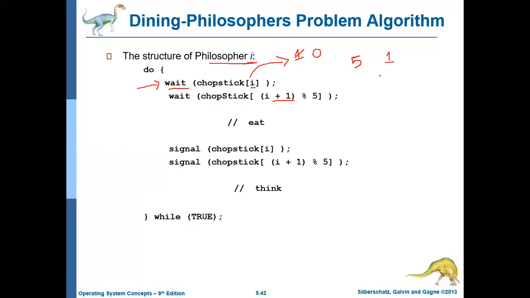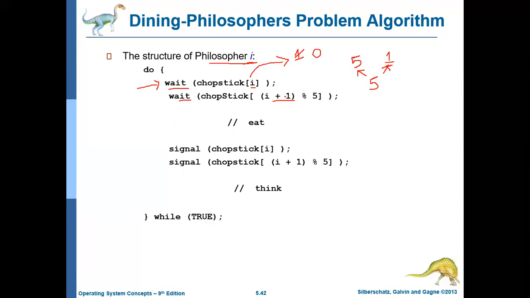Okay. So if you see, this is the fifth philosopher, then on his left side he picks the fifth chopstick, and on the right side he should pick the first chopstick, if some numbering was given to the chopsticks. So this modulo we are using, right? So then the philosopher performs a wait on chopstick of I plus 1 modulo 5.